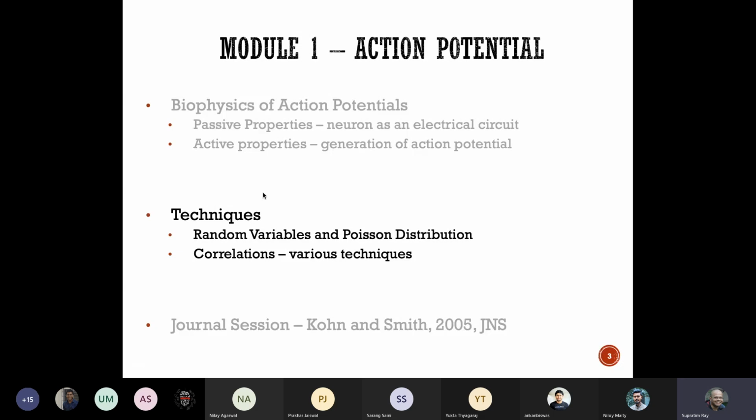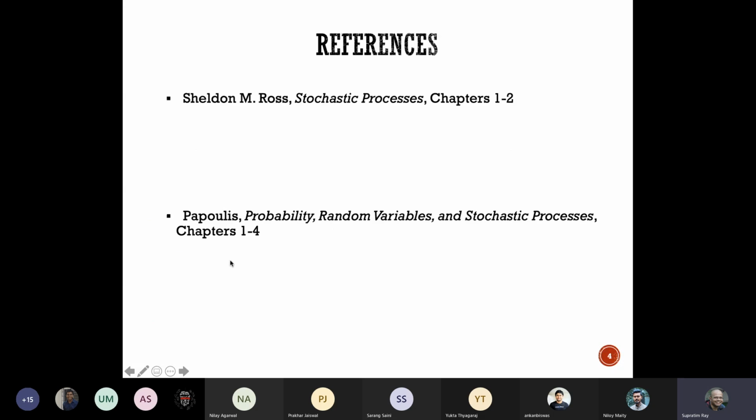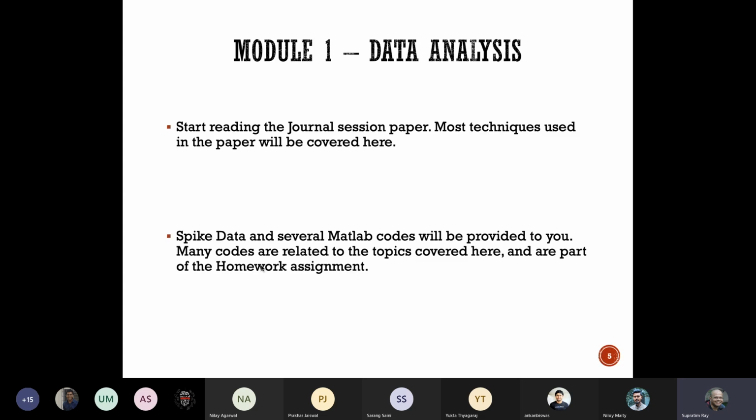So in the next 3 odd classes, this is what we'll be doing. And these are the references in case you are really interested, but at the level at which we are going to deal with these topics, even the lecture material here is sufficient. So here's how we will do things. Okay, so for each module, I'm going to give you some data and some MATLAB codes.